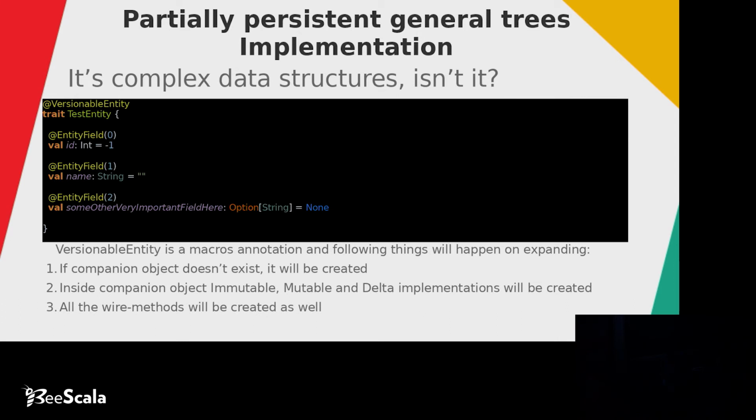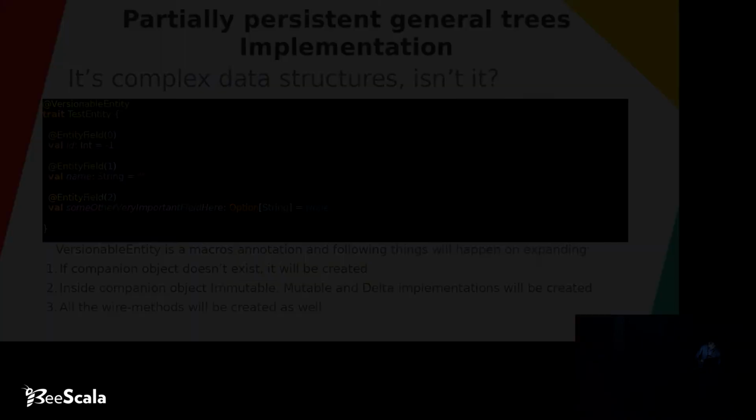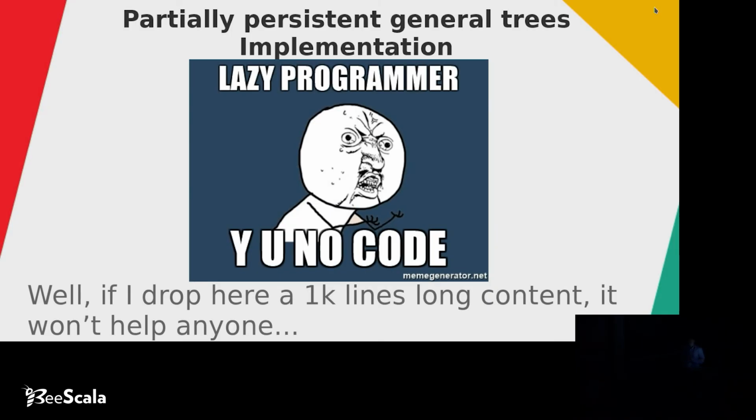And one of the minor things is that if for some reason you need a companion object, you have some nice methods there. It will just be extended. If it doesn't exist, it will be created automatically. It's no big deal. Yeah, I'm lazy.